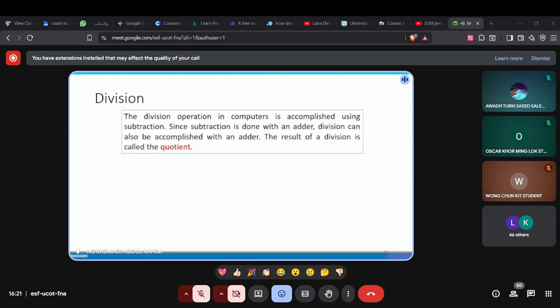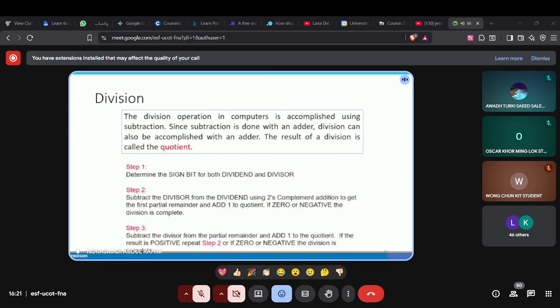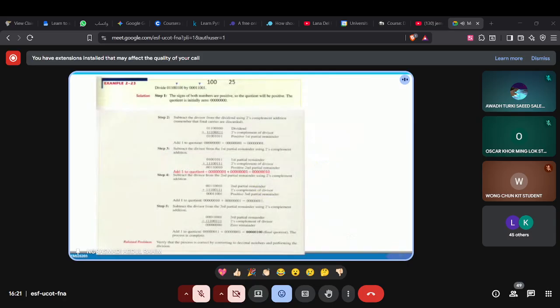Okay, same also for the division. Division you can also do using addition methods. This example 2 to 3 is actually from the books. I really take from the book because if I want to write it step by step here, you just scan here. Last time we were using scan, all right? Scan and put here. So the question here is divide this one by this one.